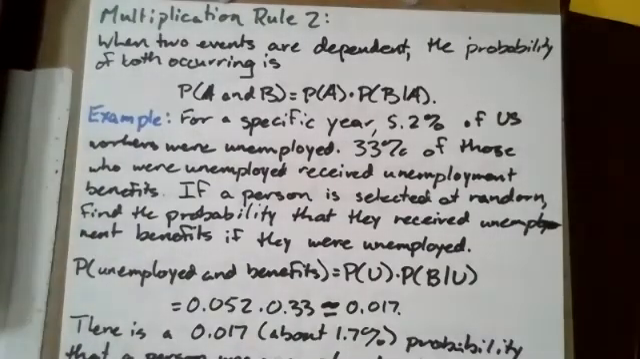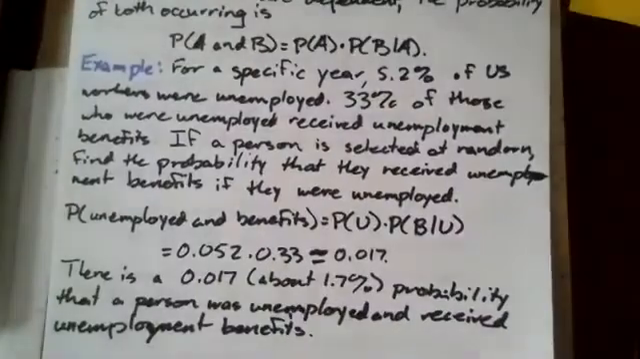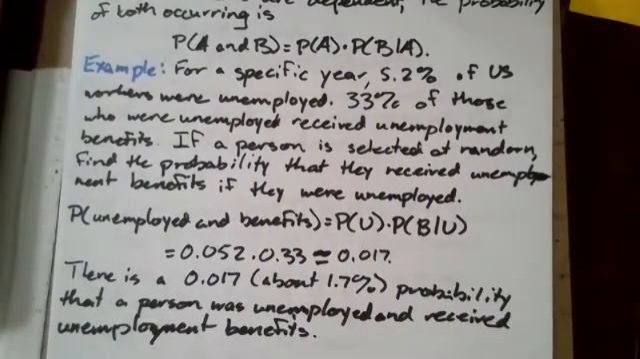Multiplication rule 2. When two events are dependent, the probability of both occurring, P of A and B, is equal to the probability of A times the probability of B given A. So, for example, for a specific year, 5.2% of US workers were unemployed. 33% of those who were unemployed received unemployment benefits. If a person is selected at random, find the probability that they received unemployment benefits if they were unemployed.